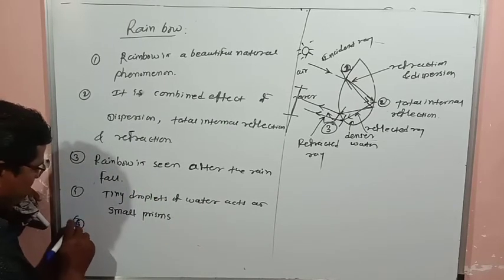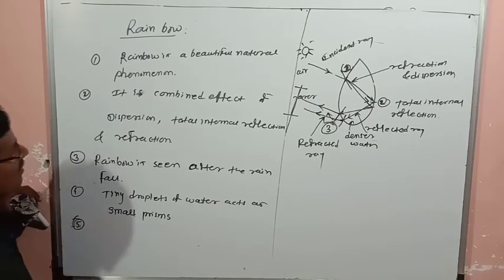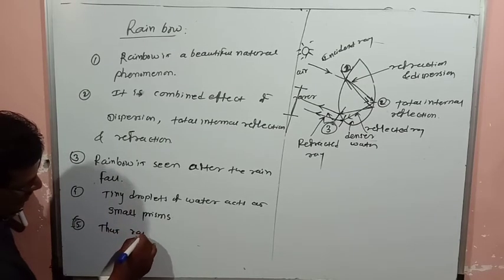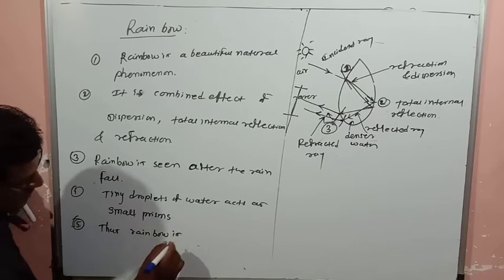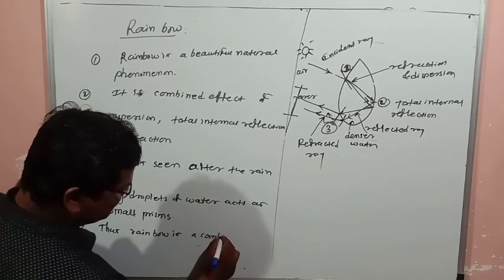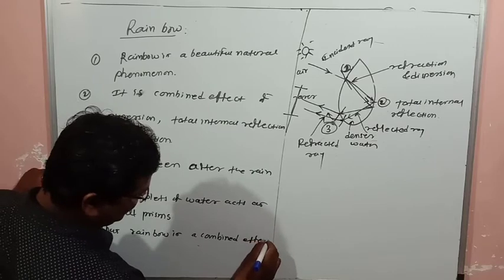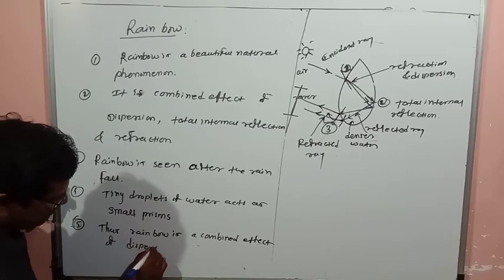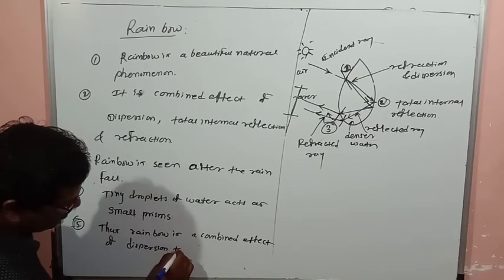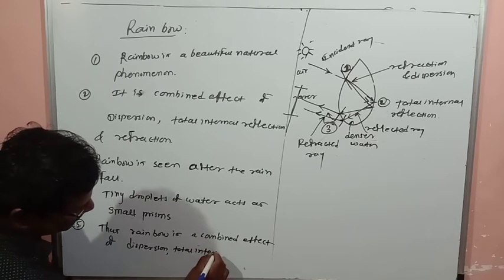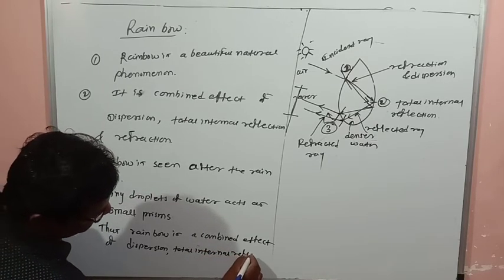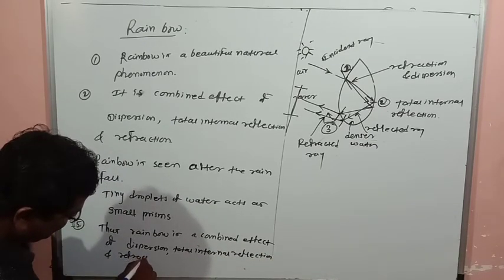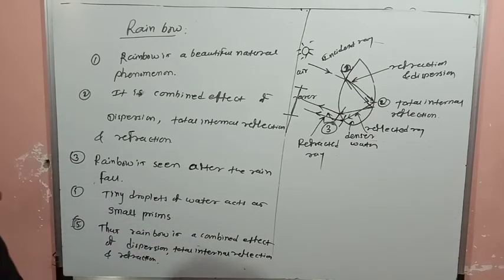And the last point: finally, a rainbow is a combined effect of dispersion, total internal reflection and refraction. With the help of the diagram, one more time I will explain.